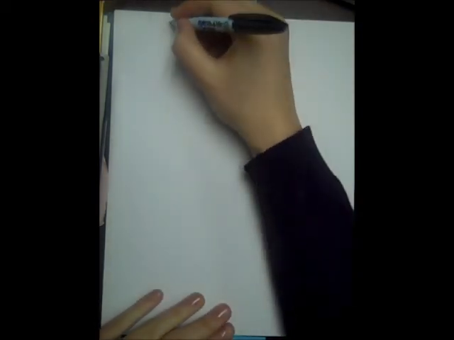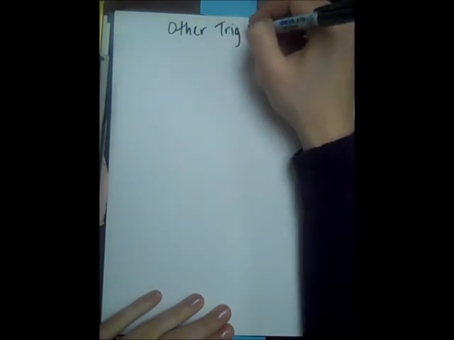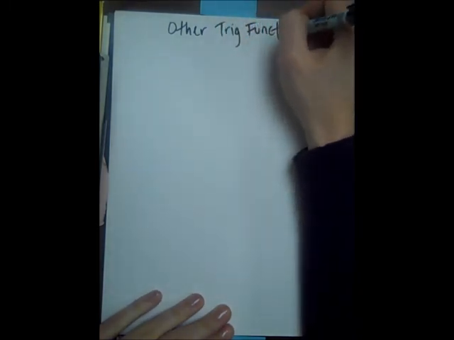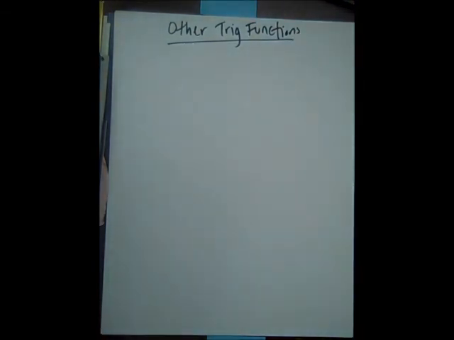So along with sine and cosine, we have 4 other trig functions. So these are our other trigonometric functions. We're going to define them in terms of sine and cosine, but then we're also going to define them in terms of sides of a right triangle.